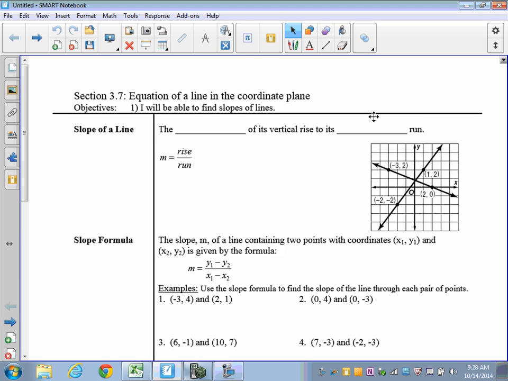These are notes for section 3.7, equation of a line in the coordinate plane. In this set of notes, we will be able to find slopes of lines. So first off, let's talk about the slope of a line. The slope of the line is the change of its vertical rise to its horizontal run.